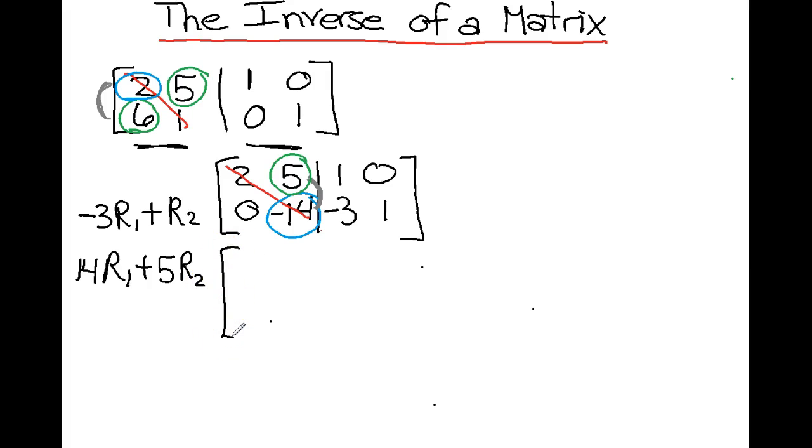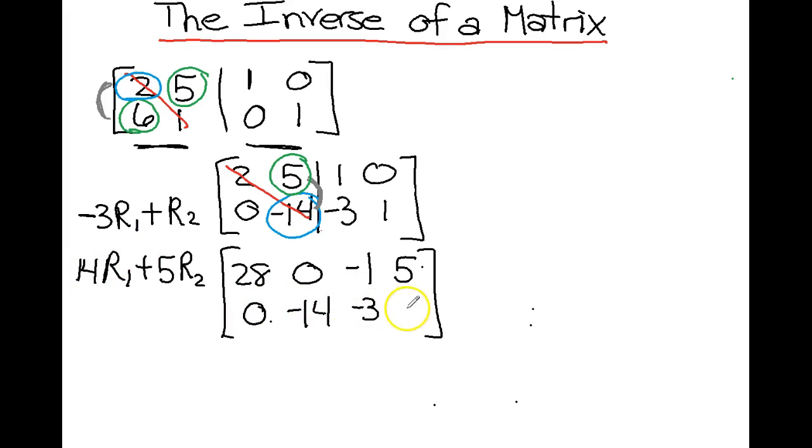And when I do that, I get 28. I get a 0, I get 14 plus a -15 is a -1, I get 0 plus 5 is 5, and then if I copy my second row, it looks like we're good with our zeros. We have zeros in the places that we want them.